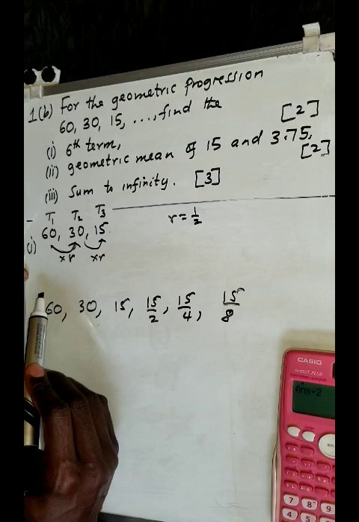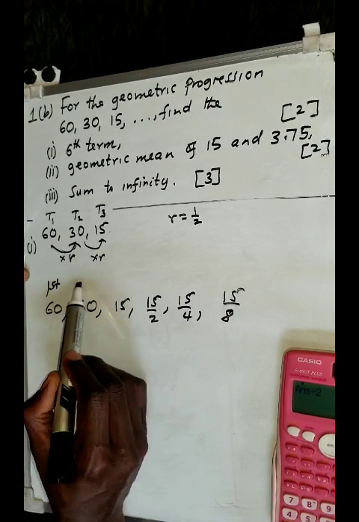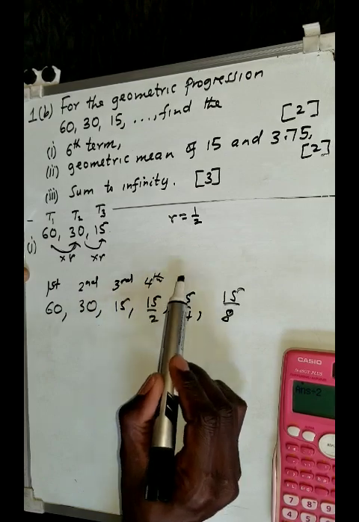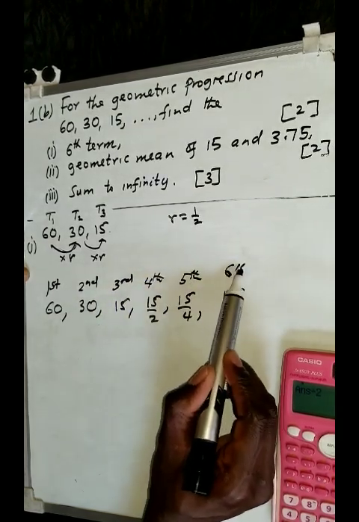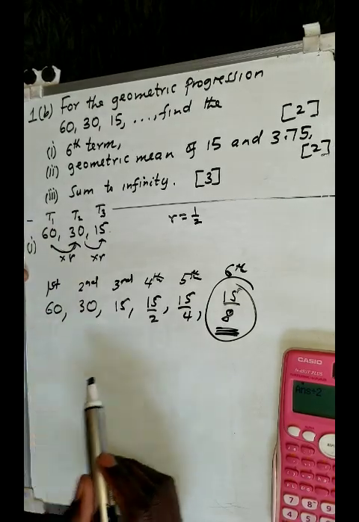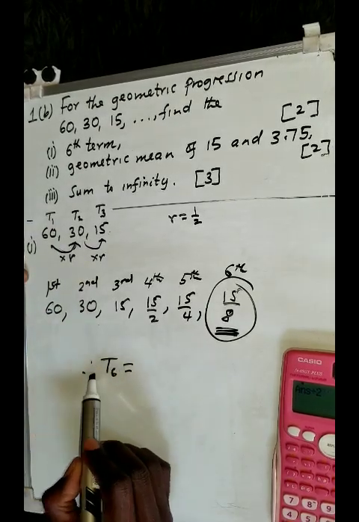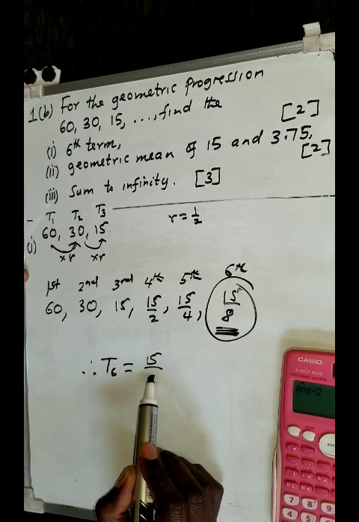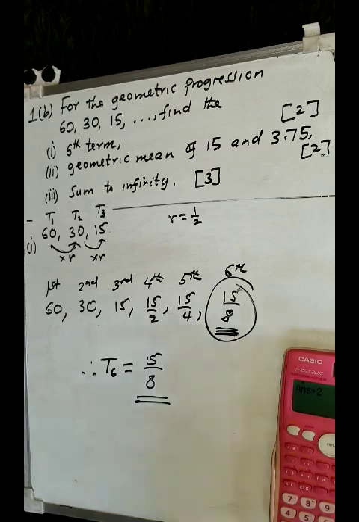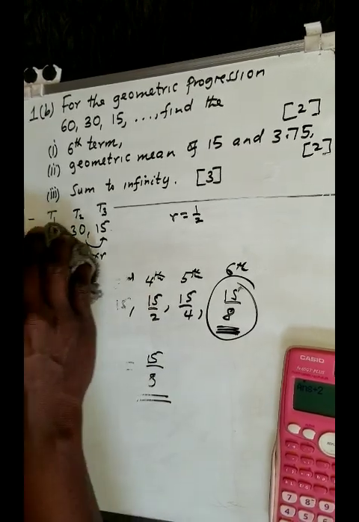Now if you look at this, this is the first term, the second term, the third term, the fourth term, the fifth term, and this is the sixth term. So you can see the sixth term is simply 15 over 8. Therefore you can say T6 is equal to 15 over 8. So that's the way you can also do it. As long as you know the first term and the common ratio, you can know the sequence in that geometric progression. All right, let's move on to B.